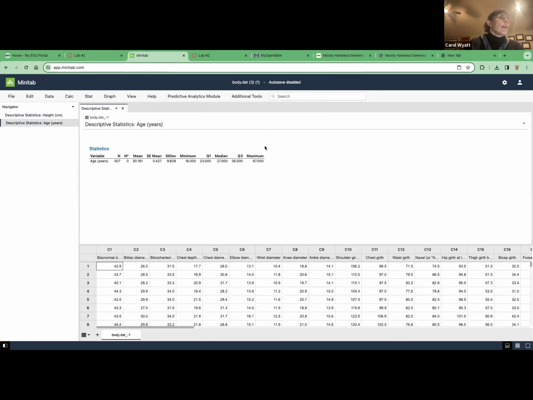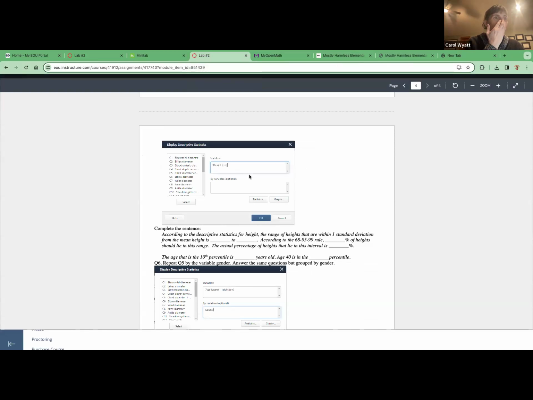All right. Then it asks, according to the descriptive statistics, for heights, the range of heights within 1 standard deviation from the mean is blank to blank. According to the 68 percent rule, what is the actual percent of heights that lie within this interval? So we're going to take a quick look at how to do this.